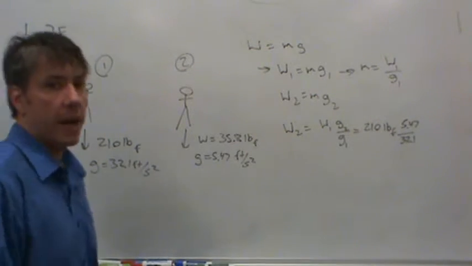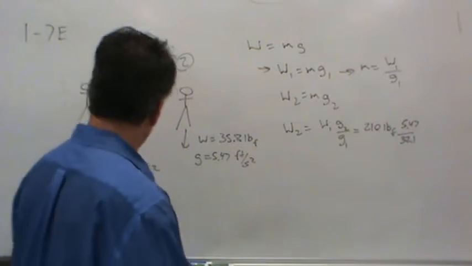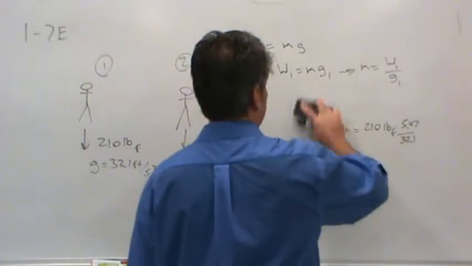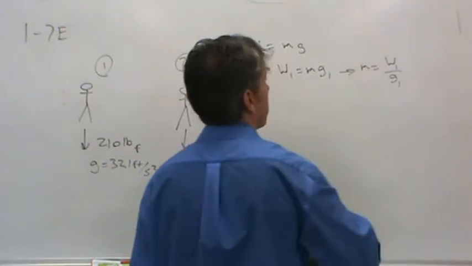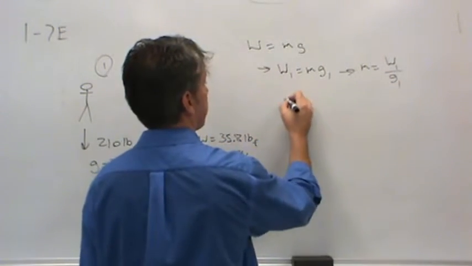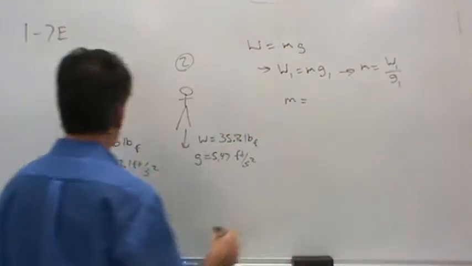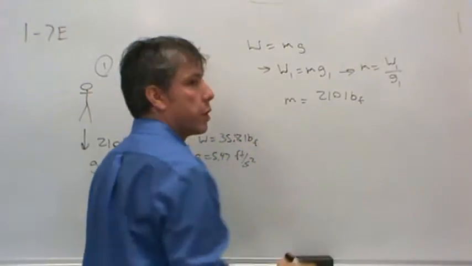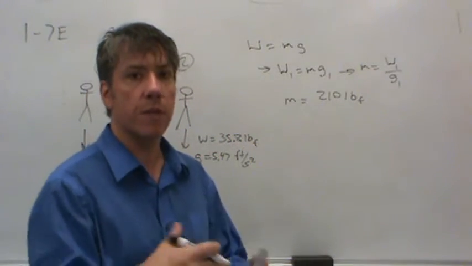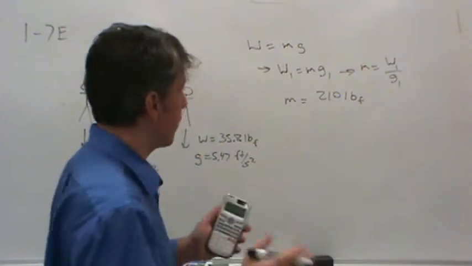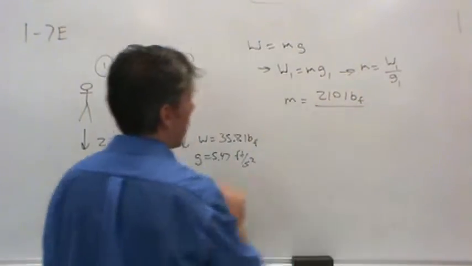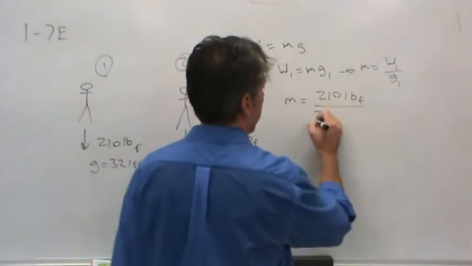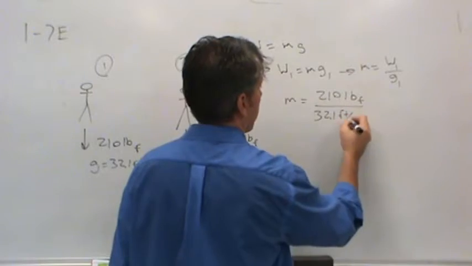But what about his mass? How much mass does this person have? Well, we can find out. That really is probably a little bit more instructive. The mass of the person is his weight over the acceleration of gravity. So that's 210 pounds force, which is a measured weight. Realize that weight is force, mass is not force. They're very different things. So 210 pounds force divided by the acceleration of gravity, 32.1 feet per second squared.